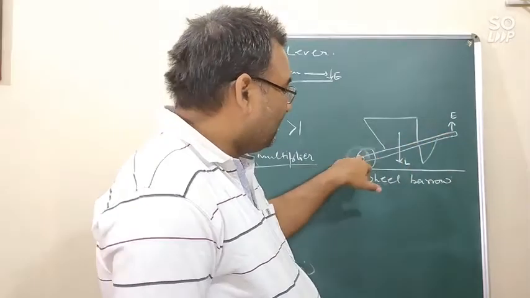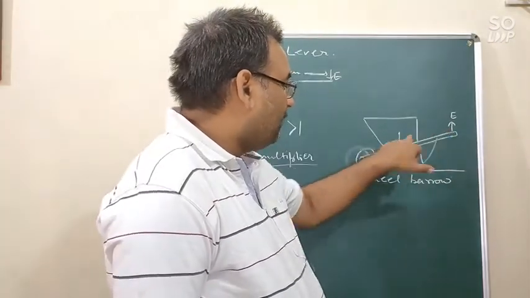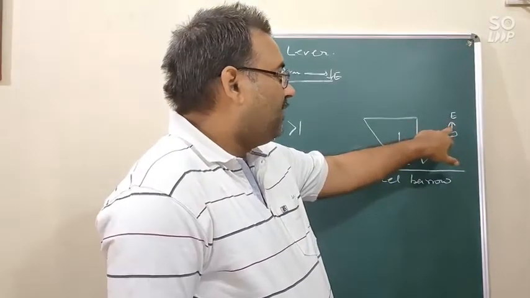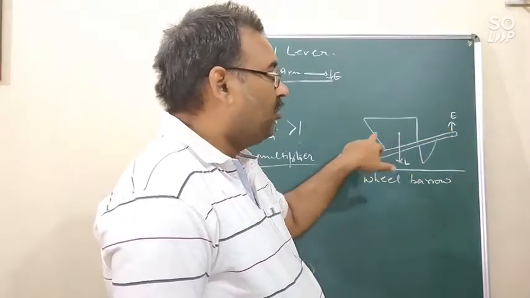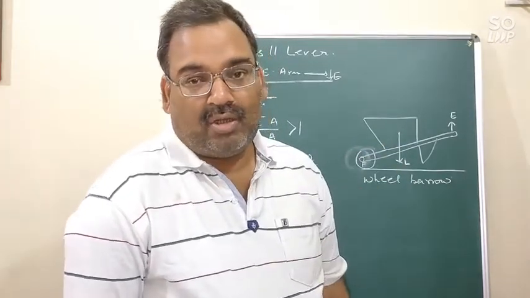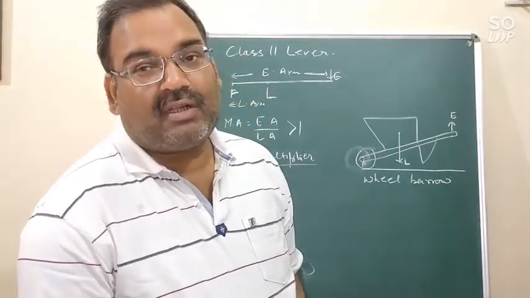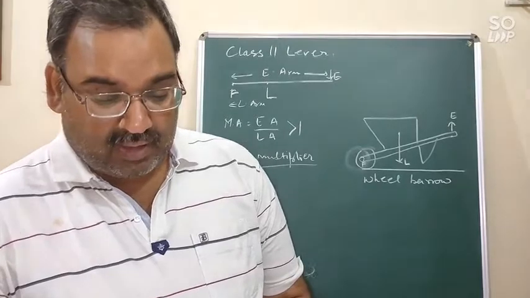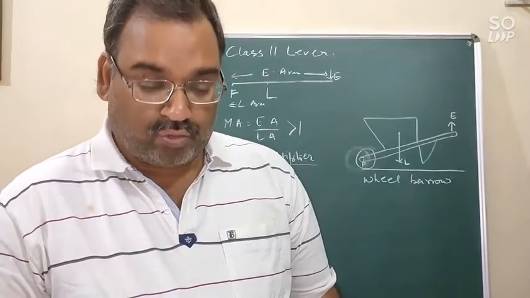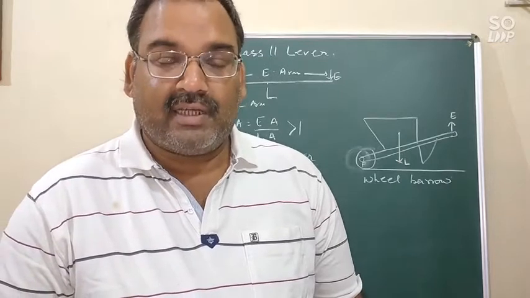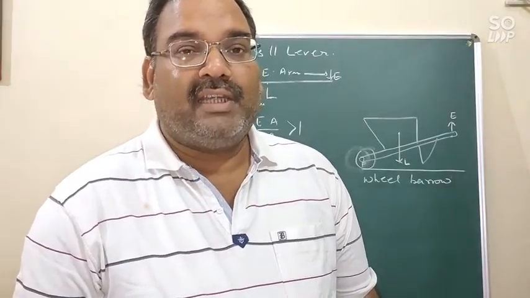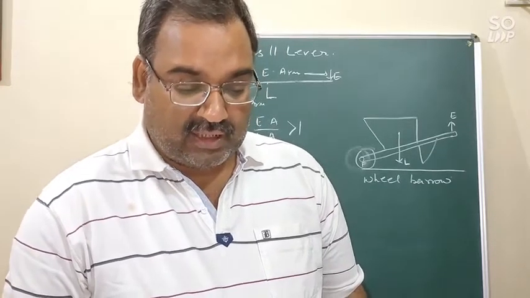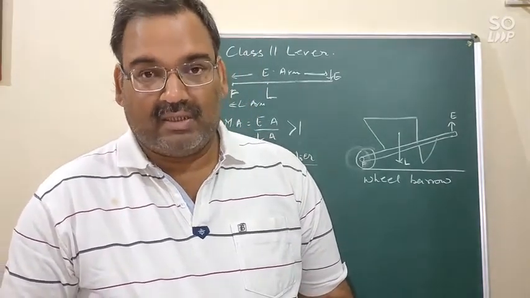Now effort arm is greater. Effort arm is the distance from the fulcrum to the effort. Effort arm is greater than the load arm. So here it is used as a second class lever or force multiplier. Then we have nutcracker, lemon crusher, mango cutter. Standing on your toes, raising your heel is also an example of second class lever.